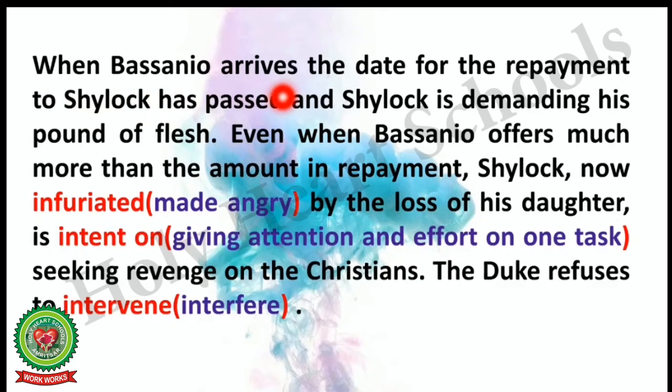When Bassanio arrives, the date for the repayment to Shylock has passed, and Shylock is demanding his pound of flesh. Even when Bassanio offers much more than the amount in repayment, Shylock, now infuriated by the loss of his daughter, is intent on seeking revenge on the Christians. The Duke refuses to intervene.